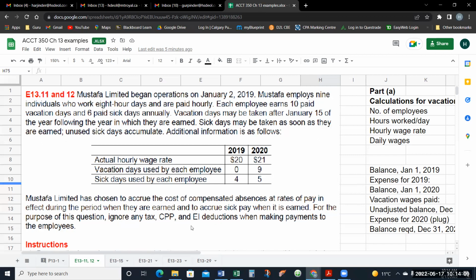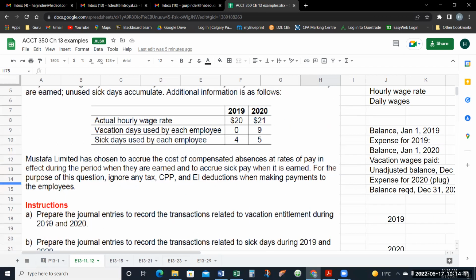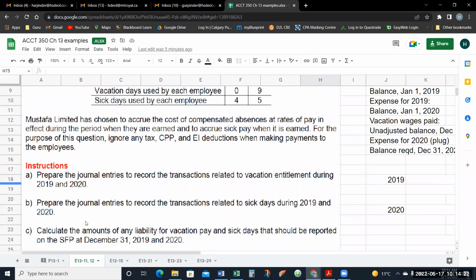Okay. So part A of the question asks us to prepare journal entries relating to the vacation entitlement for the years 2019 and 2020. Part B asks us to do the same thing for sick days. And part C asks us to calculate the amounts of any liability that will be reported for the vacation pay and sick days for the balance sheets dated December 31st, 2019 and 2020.